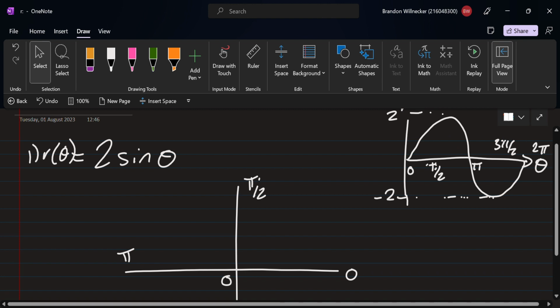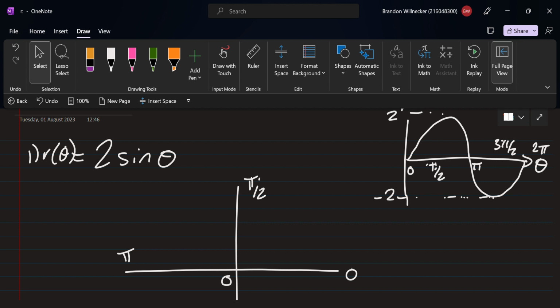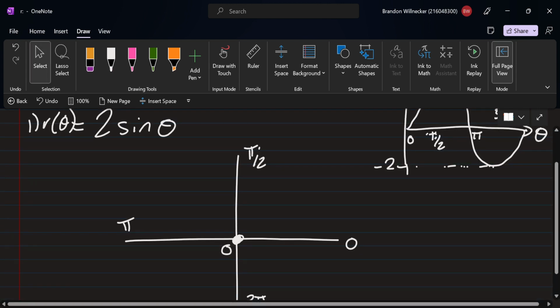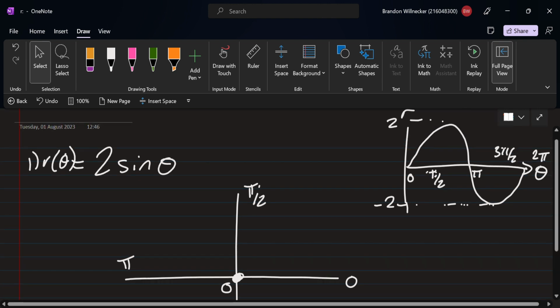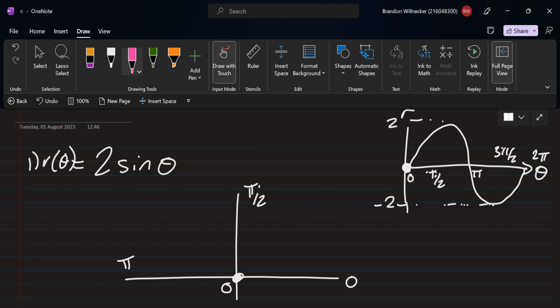At 0, the radius is 0, so that just means we start at the origin. I'll put a white dot there, that's our starting point. That corresponds to the starting point over there. Let's do the next points in pink. Here at pi over 2, the radius is 2. So that point needs to be 2 away from the origin at pi over 2, which is going to be over here.